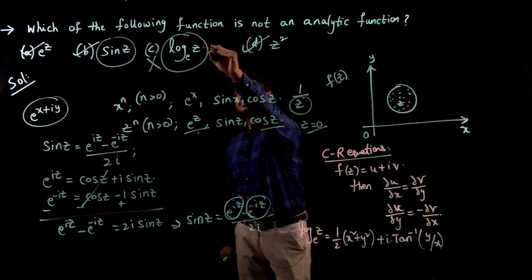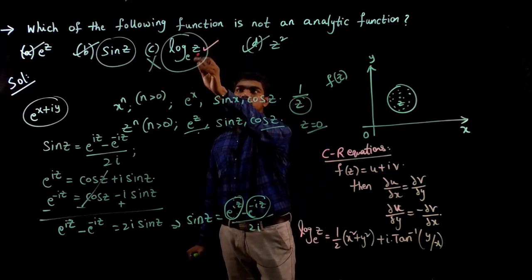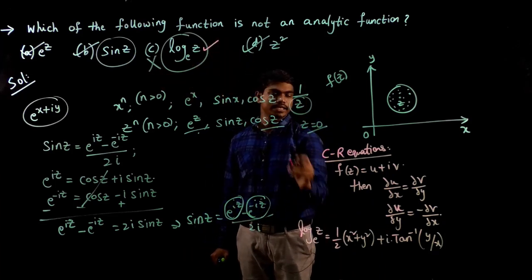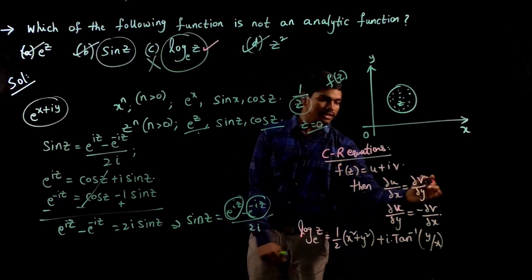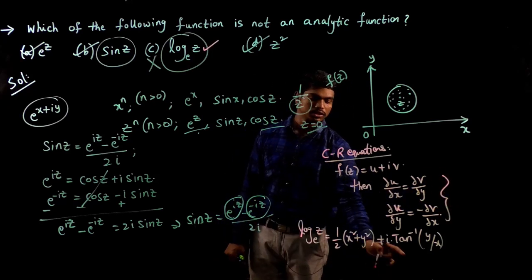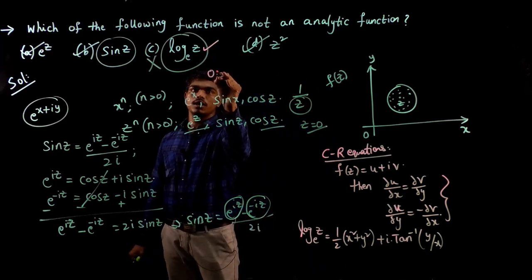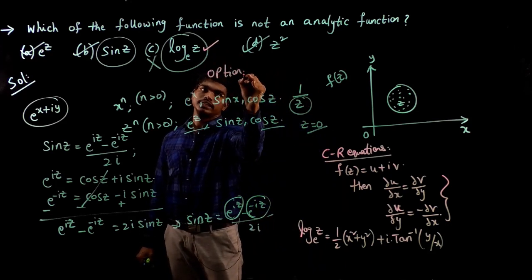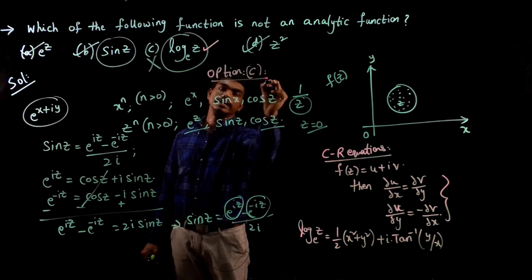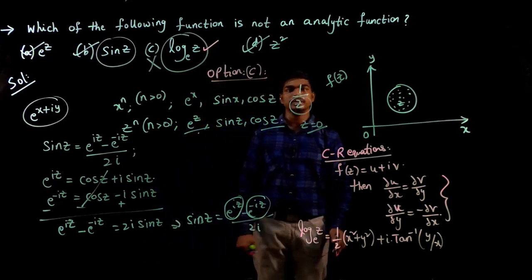So this C is the option C, log z to the base e is not differentiable at z is equal to 0, because these equations fail when x and y values are zeros for this equation. So the option is option C, log z to the base e. Thank you. Stay tuned, we will be looking at the next question.